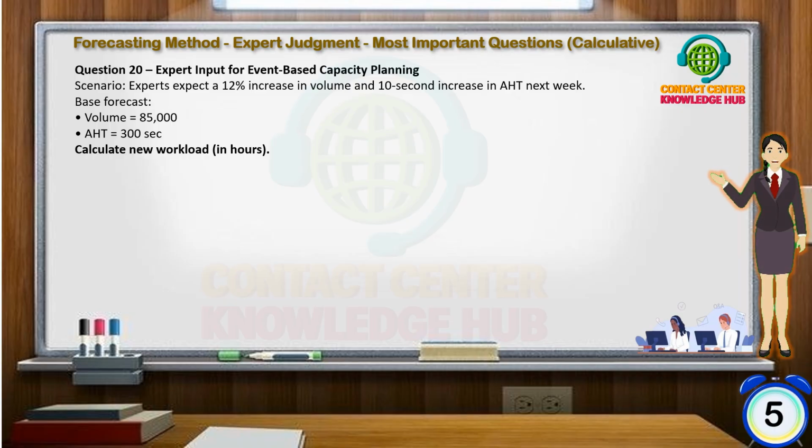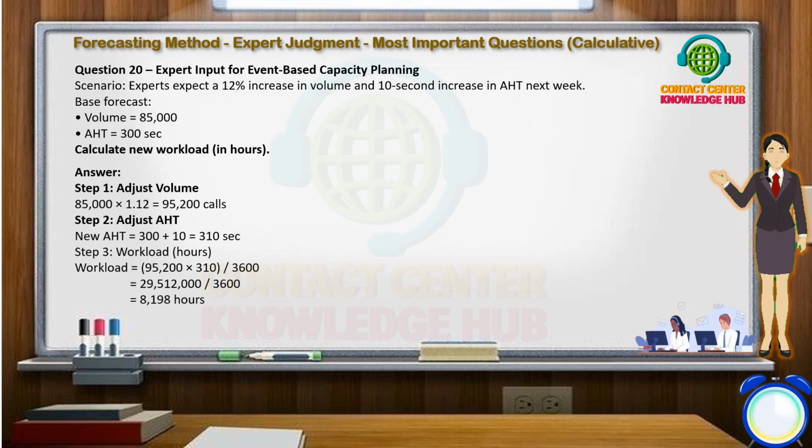Base forecast is: Volume is equal to 85,000 contacts. AHT is equal to 300 seconds. Calculate new workload in hours. Think for a moment.